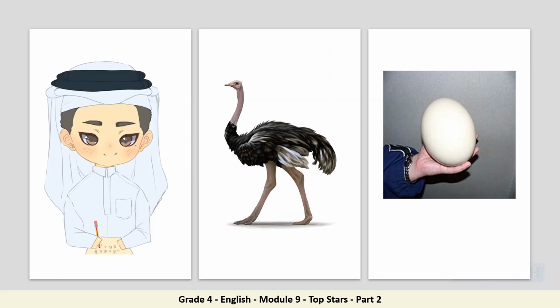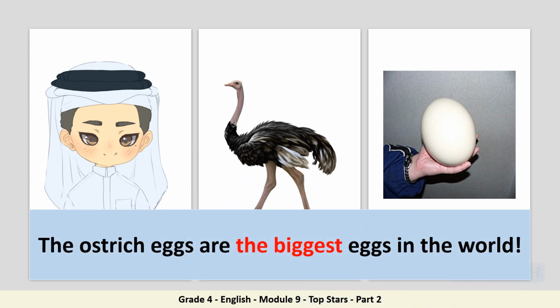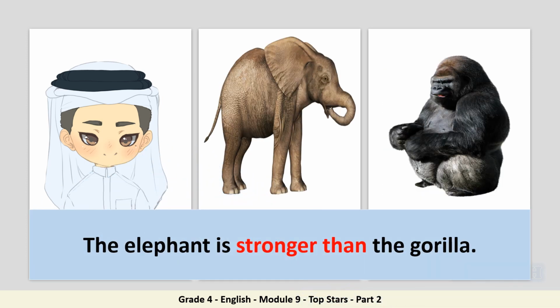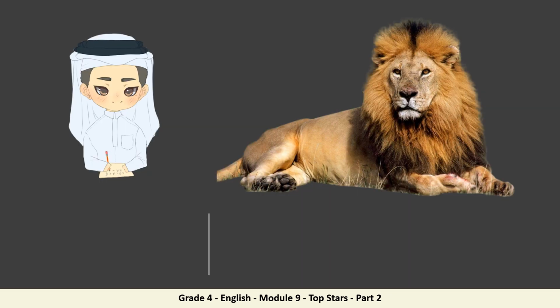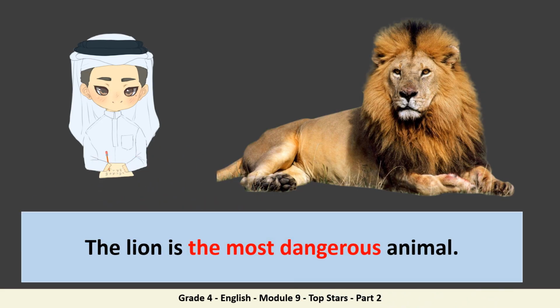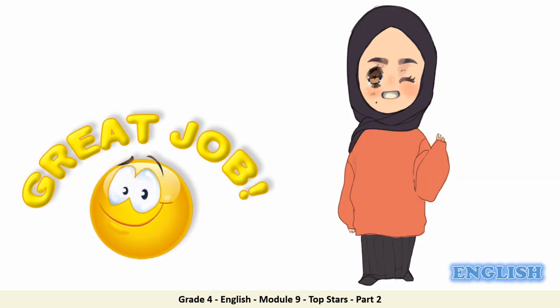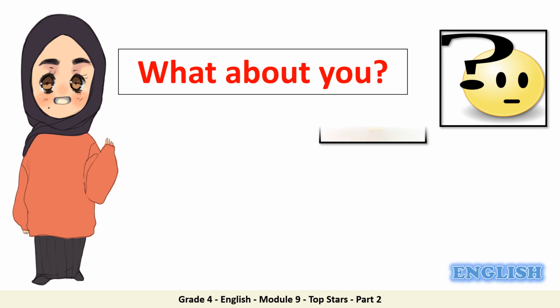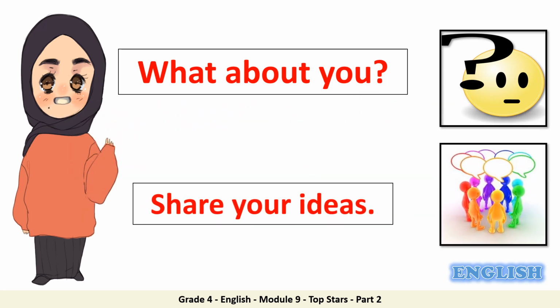Welcome back. Let's listen to our friend Ahmed. The ostrich eggs are the biggest eggs in the world. The elephant is stronger than the gorilla. The lion is the most dangerous animal. Great job. What about you? Don't forget to share your ideas with your friends and teachers.